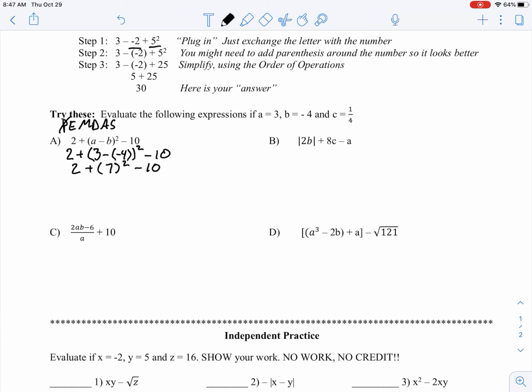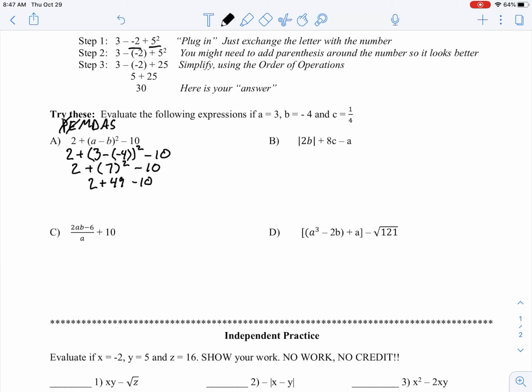So we've done parentheses now. There's no more operations happening inside parentheses. So now we're going to move on to exponents. Well, I have one exponent here. It's that 2 up above the 7. So we're going to get 2 plus 7 squared is 49 and minus 10.